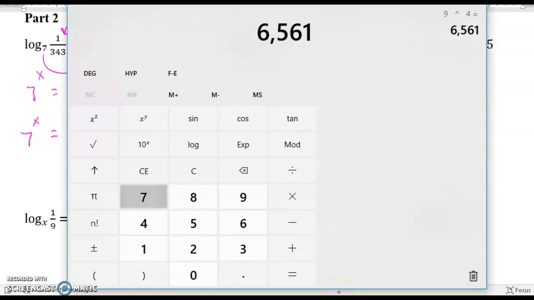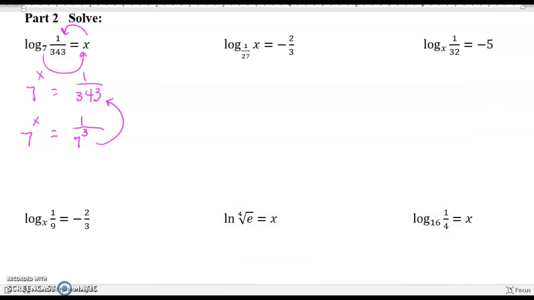Again, we could bring up our calculator. We could do 7 to the 3rd power equals 343. And now that we have 1 over 7 cubed, we would rewrite it. That would be 7 to the -3 equals 7 to the x. So x is equal to -3. So we're taking these out of log form and writing them in exponent form in order to solve them.